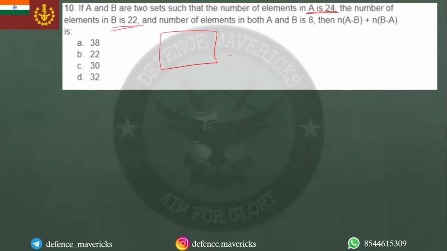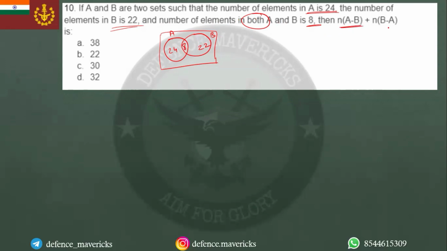जब भी ऐसा कुछ दिखे ना क्वेश्चन, तो Venn diagram कर लो. So A is 24, B is 22. Just make sure that you leave some space in such a way that you can see the intersection and everything. The number of elements in both A and B is 8. अब both का क्या मतलब है? Of course the intersection, the common part.